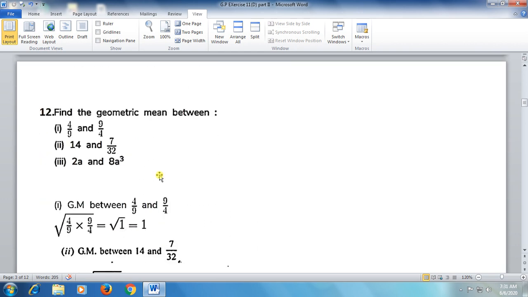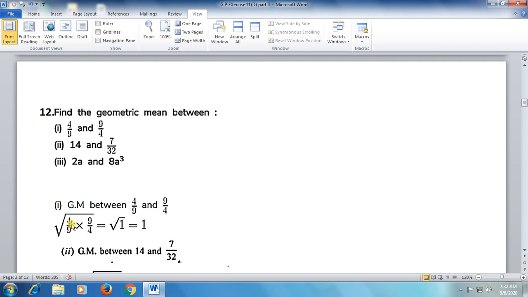Question number 12. Find the geometric mean between 4 by 9 and 9 by 4, 14 and 7 by 32, 2a and 8a cube. We know that the geometric mean G is equal to square root of ab, or we can say that if a, b, c are the terms of GP, b is equal to square root of ac. So let us assume 4 by 9 as a and 9 by 4 as b.